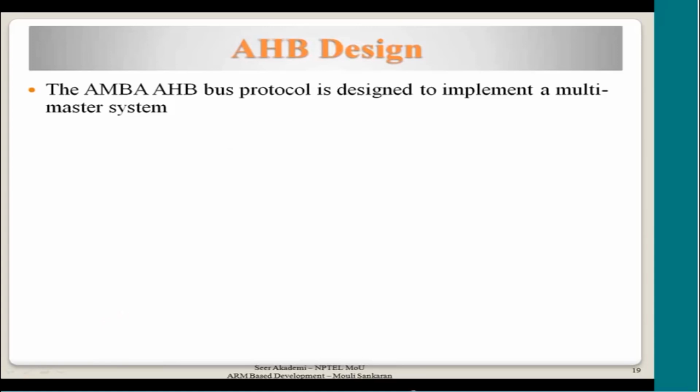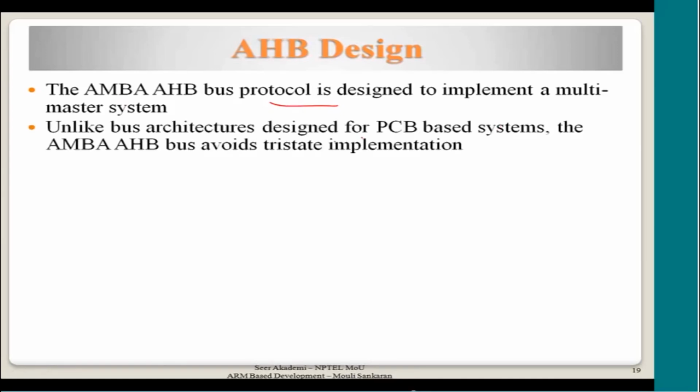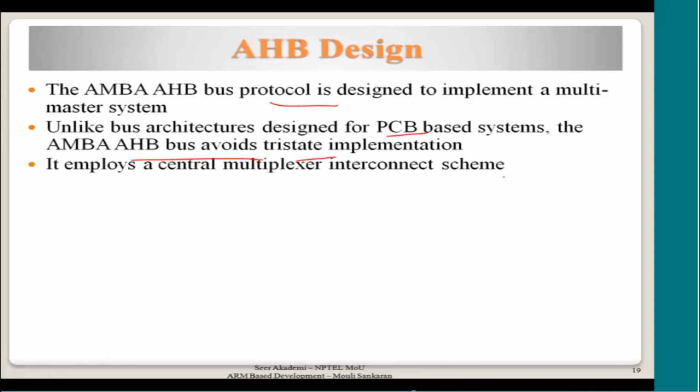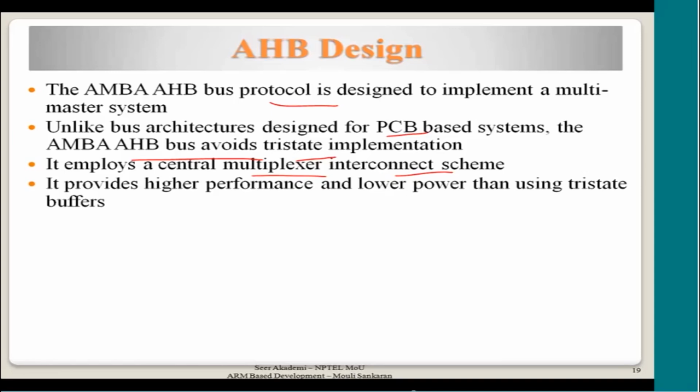The AMBA AHB bus protocol is designed to implement a multi-master system. Unlike bus architectures designed for PCB-based systems, the AMBA AHB bus avoids tri-state implementation. The bus is not going to be on a PCB; it is going to be inside the chip. It employs a central multiplexer interconnect scheme, so the other devices need not be in a tri-state condition because there is a mux in the system. It provides higher performance and lower power than using tri-state buffers.